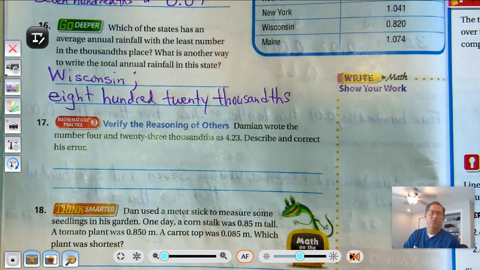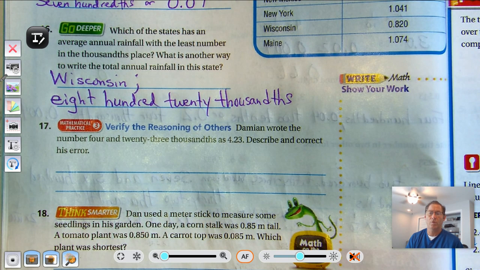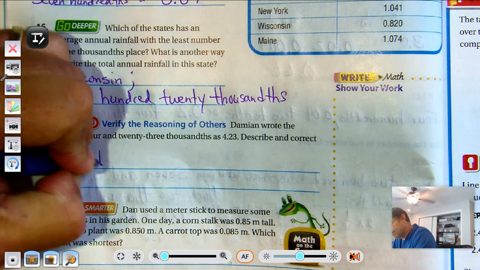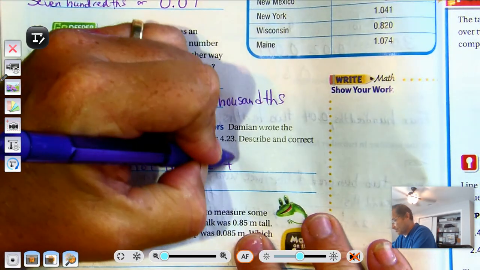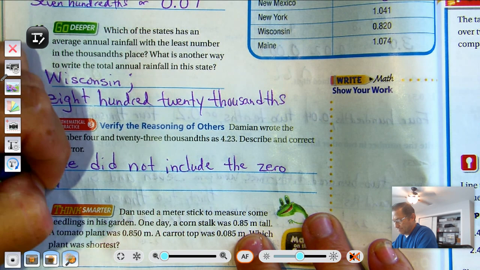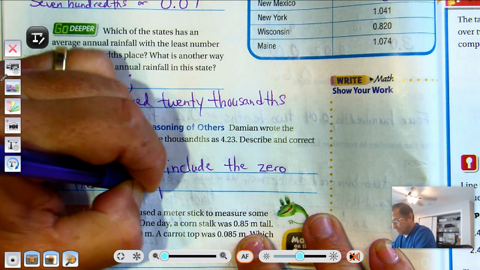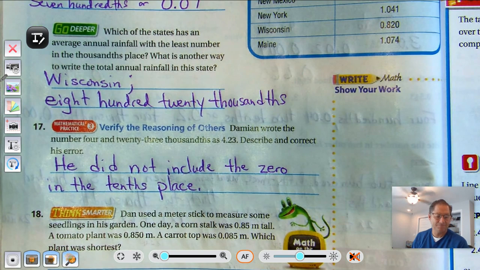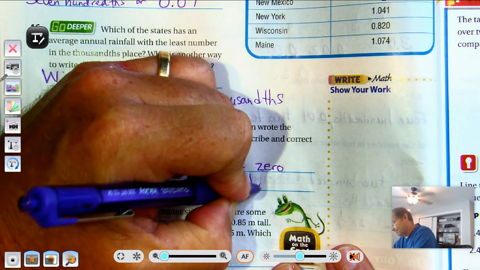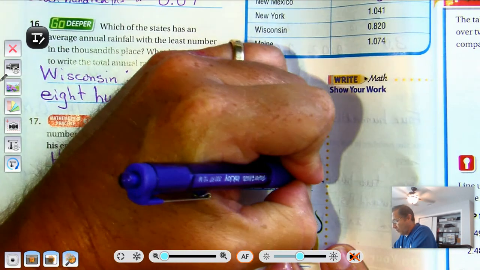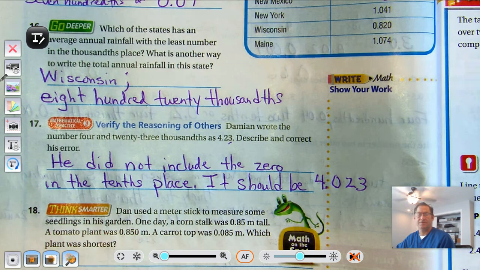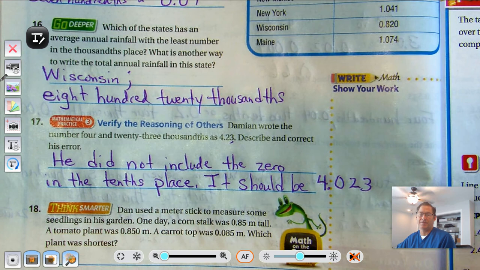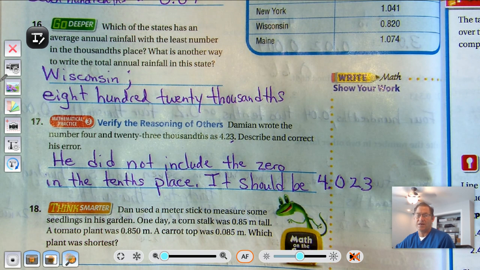Okay, number 17. Damien wrote the number 4 and 23 thousandths as 4.23. Describe and correct his error. Okay, he didn't include the 0. He should have had a 0 in the tenths place. So it should be 4.023. Because right now this is just in the hundredths, so he doesn't have a digit in the thousandths place. So the 3 needed to be in the thousandths place.